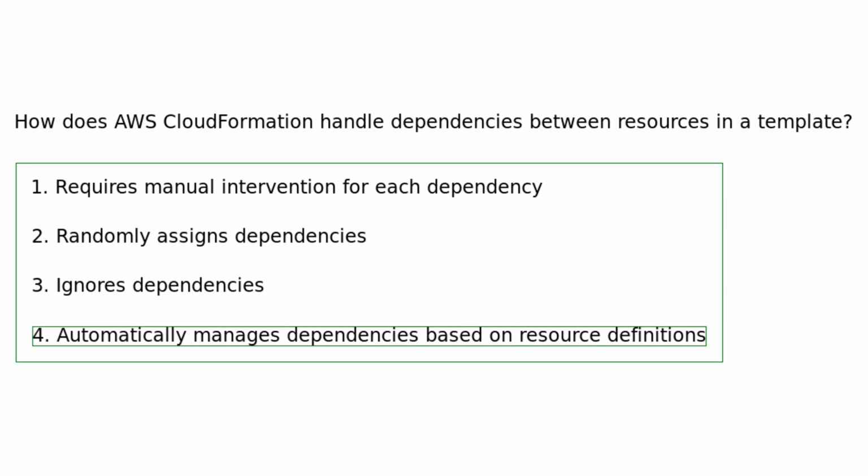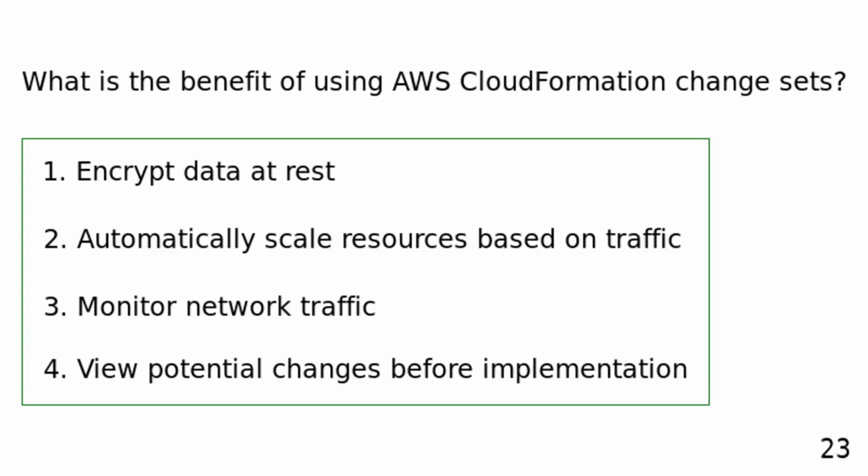AWS CloudFormation automatically manages dependencies between resources defined in a template, ensuring that resources are deployed in the correct order to avoid conflicts. What is the benefit of using AWS CloudFormation change sets?